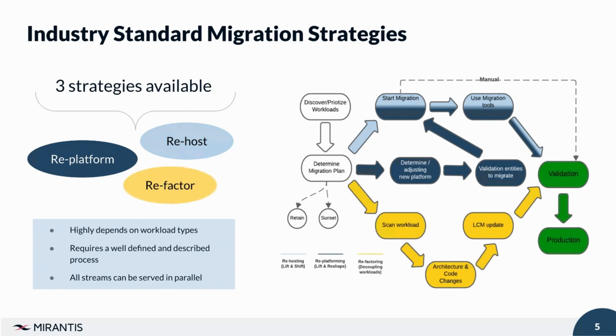I'm not going to walk through each one of these, but basically it's discovering and prioritizing the workloads, then determining the migration path, and from there we go into a couple of different options, the first being rehosting on the top. After you've determined the migration path, you would start the migration using a migration tool, and then move into validation and deployment into production.